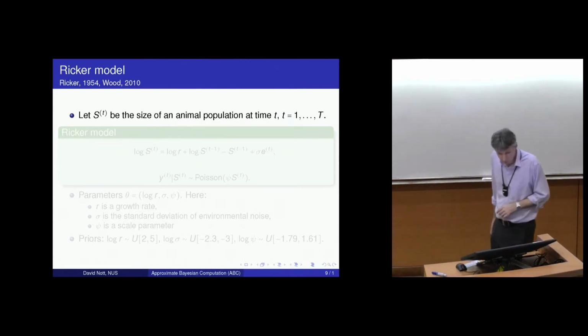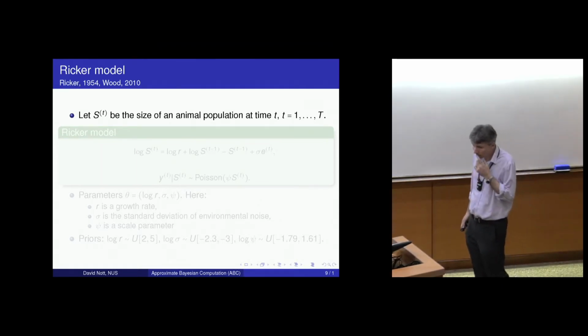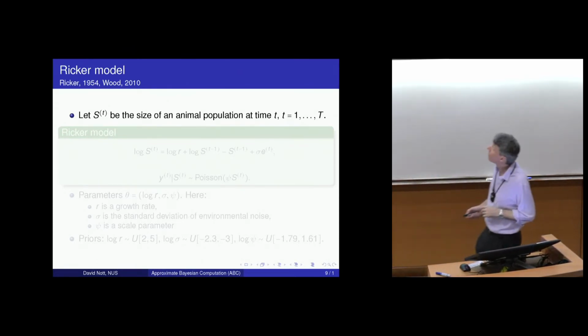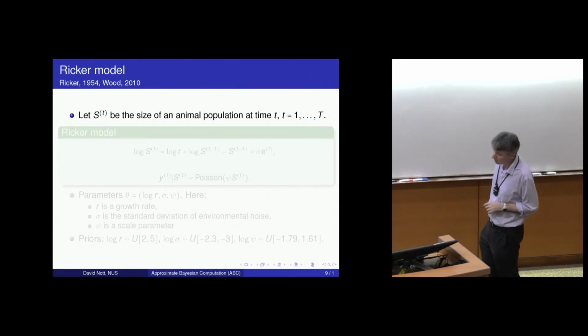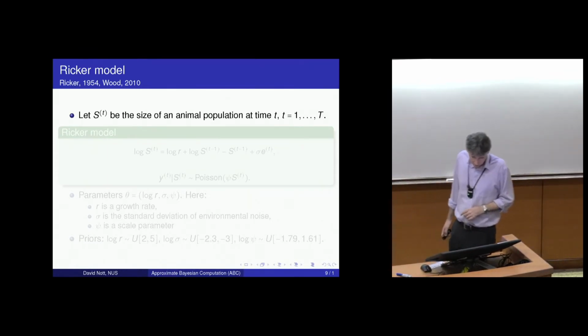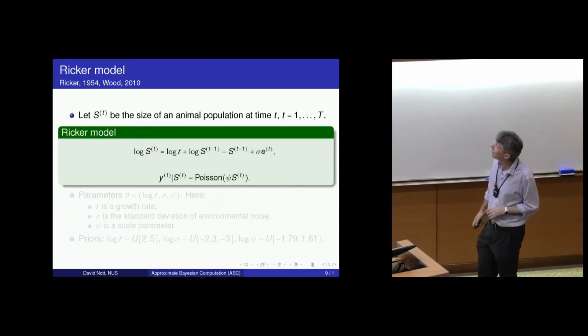I thought it was probably a good time to show you a less trivial example. This example is the Ricker model, and the version of this model that I'm going to describe here was in this paper by Simon Wood. So it's a model used in ecology for the sizes of animal populations. So in my notation here, S_t is the size of an animal population at time t. And then I have this kind of state space model where this is the state model. It's describing how the population evolves over time.